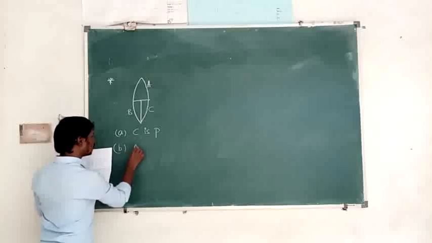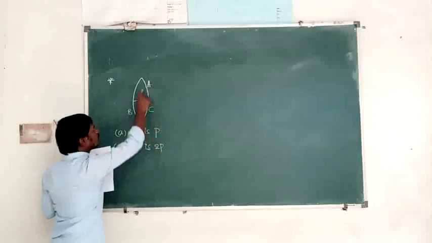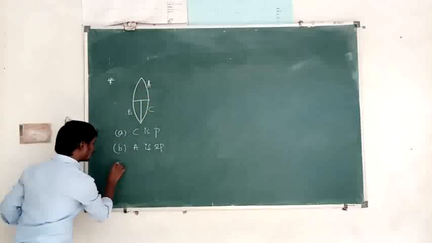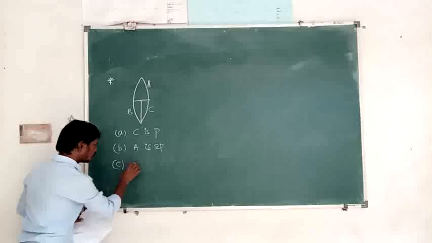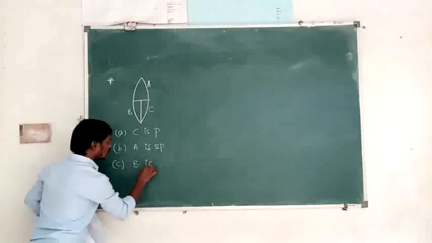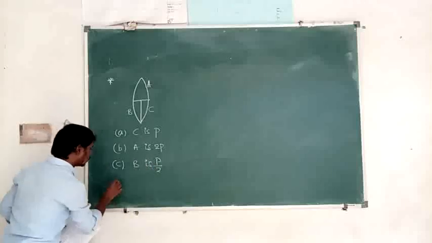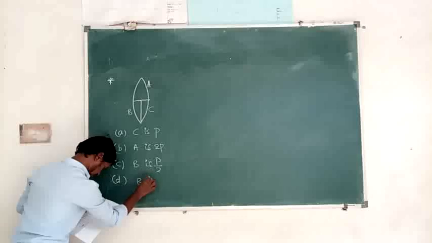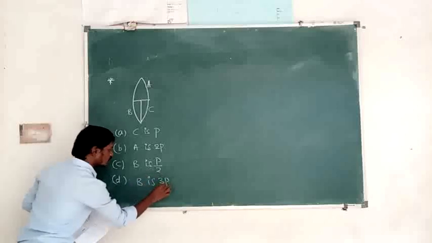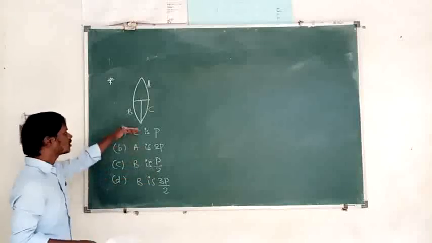Options given: A option is power of the part C is P, and power of the part A is 2P. Option C is power of the part B is P by 2. Then option D is power of the part B is 3P by 2. We have to find out which is the correct term.